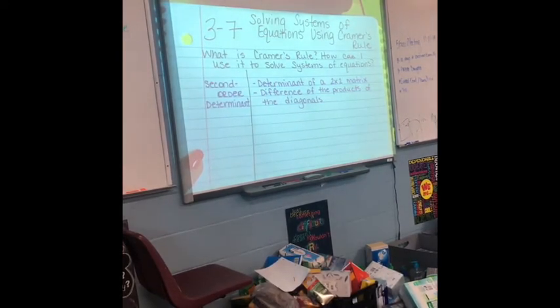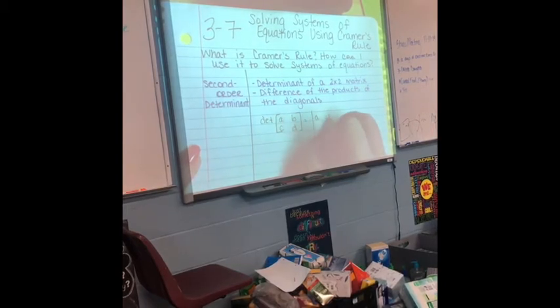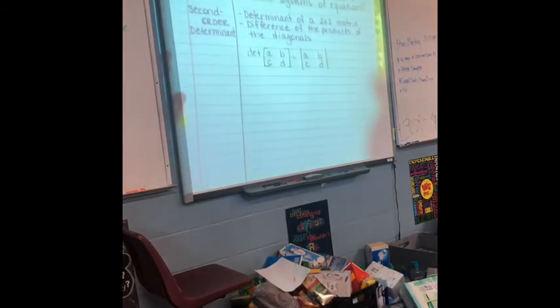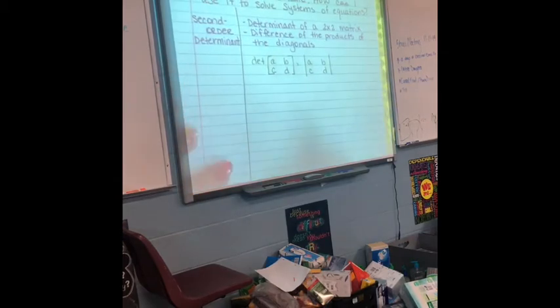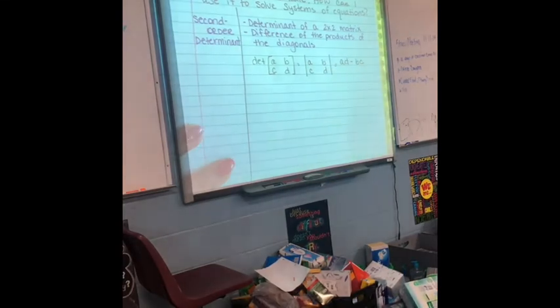So there's a couple of ways that you might see them ask you for the determinant. They could write DET before the matrix, or they could just use straight lines. Both of these ask for the same thing. They ask for the determinant. And to find it, I'm going to take the products of the diagonals, so A times D, and find the difference, minus B times C.